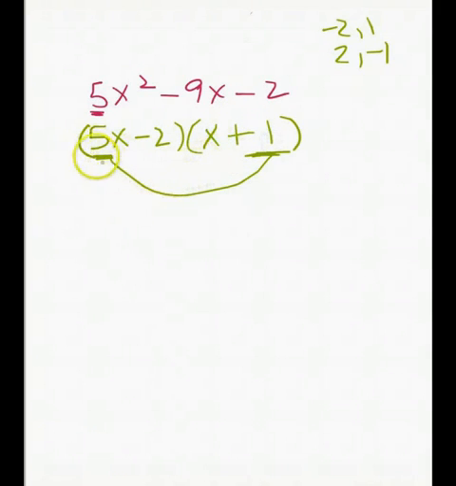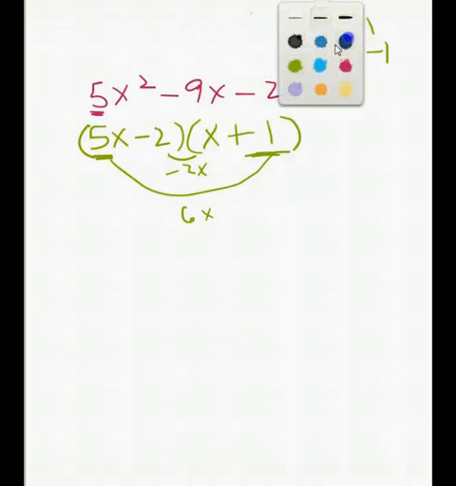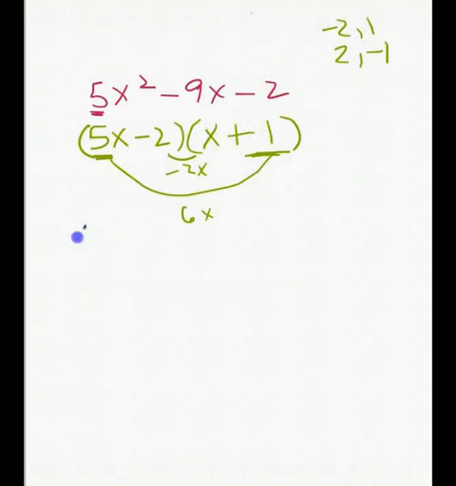And then I'm going to check my inners and outers. This gives me 6. This gives me negative 2. That's not 9, so that's not it. And I'm going to leave that up here just so you can see it all together. So let me try to do that again.